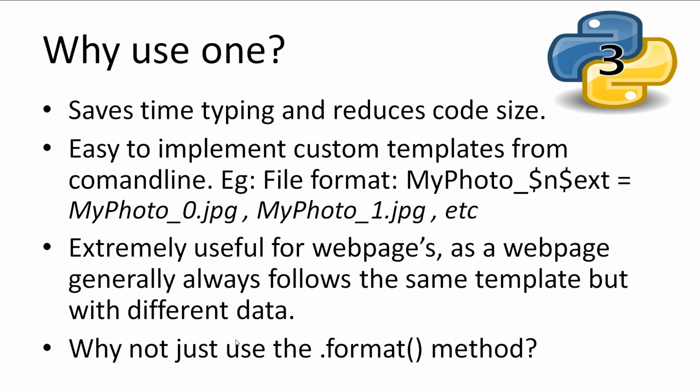So now we have looked at how to use a template, why should we use one? The main reason for me is that it saves time and reduces the size of my code files. But it's also good for allowing the user to create templates. For example, a program that renames all of your image files in a directory with the rename style they construct. As seen here, we would rename all of the photos with the name myphoto underscore the file number plus the images format. Templates are also extremely useful for web pages, because usually a page will look the same but contain different data. This works great with CGI programming in Python, but more on that in a later tutorial.